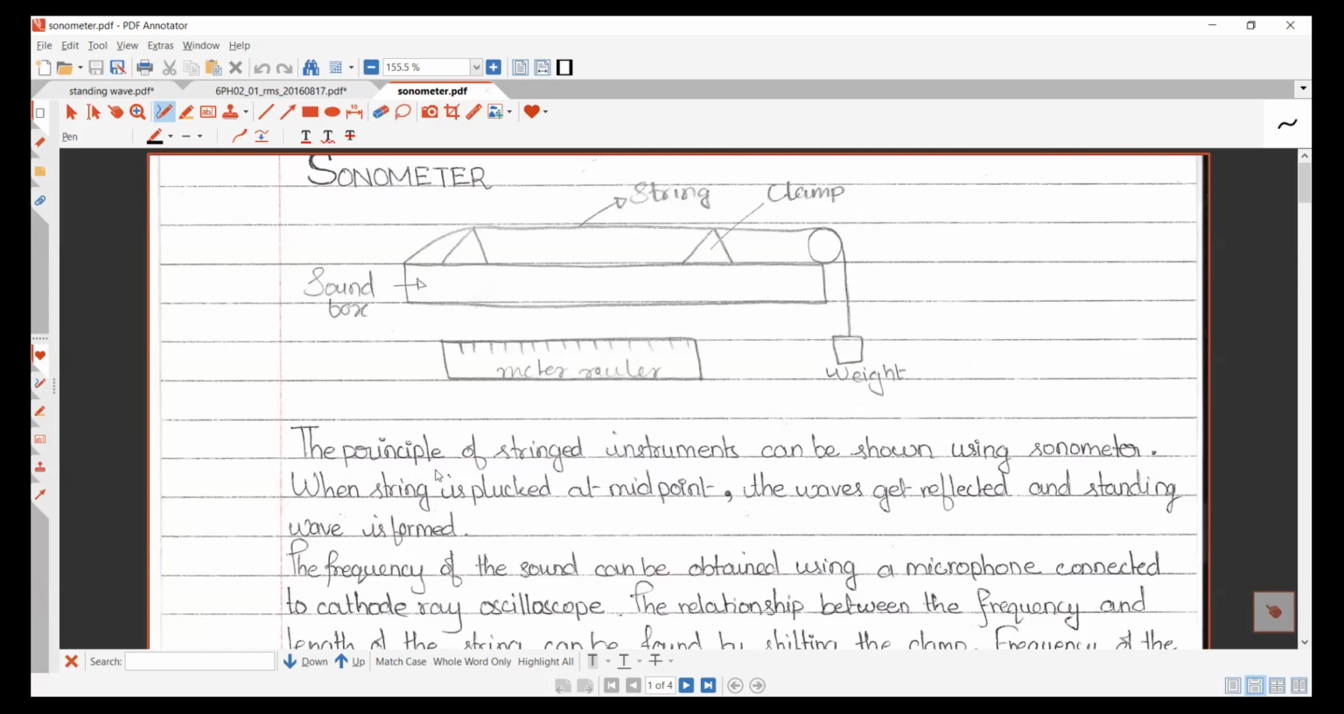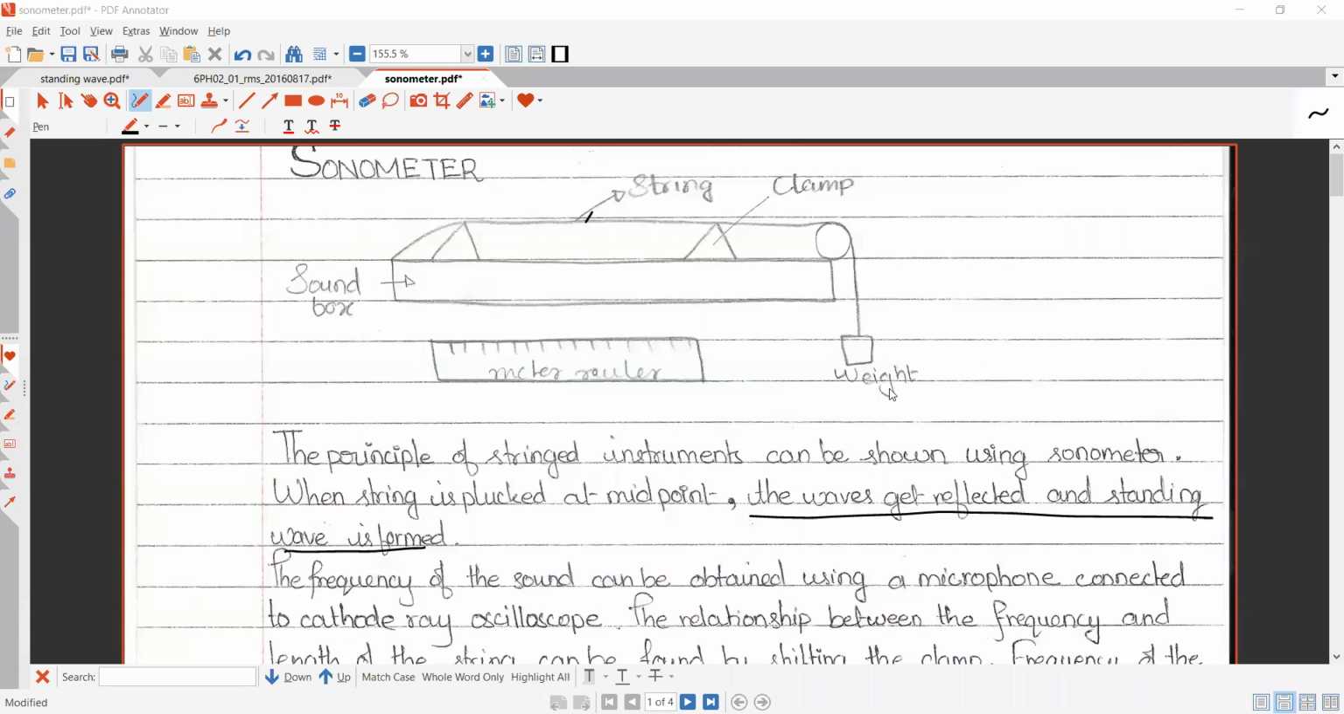The principle of string instruments can be shown using a sonometer. One example of string instruments is the guitar. When the string is plucked at the midpoint, you get some sounds. The waves get reflected and standing waves are formed.